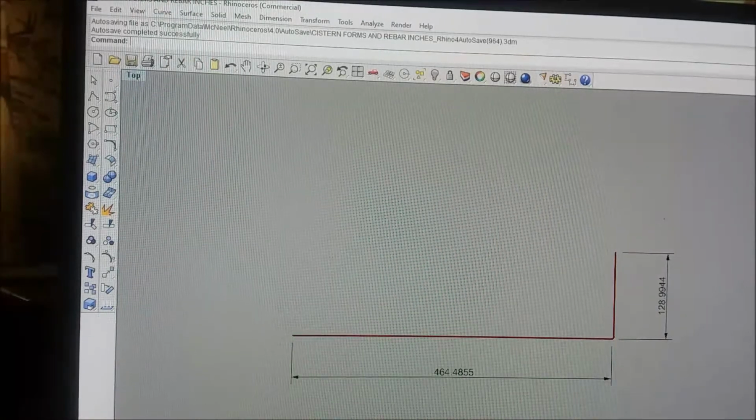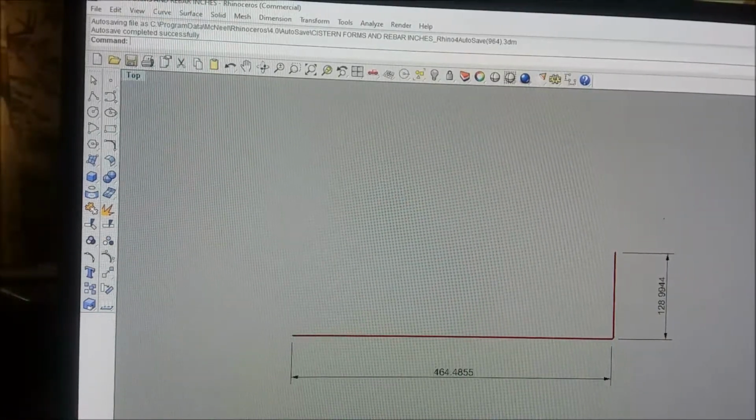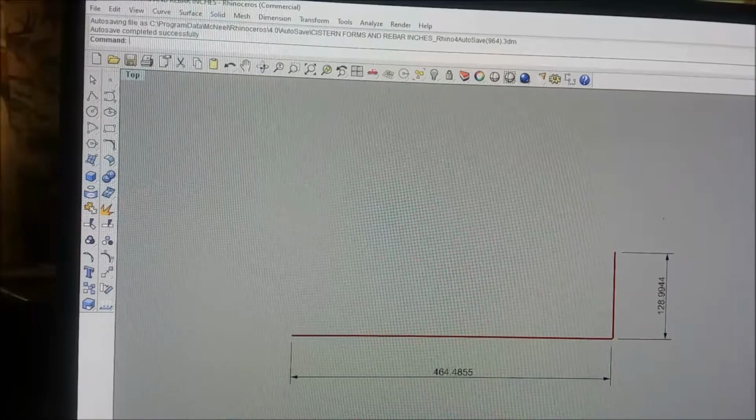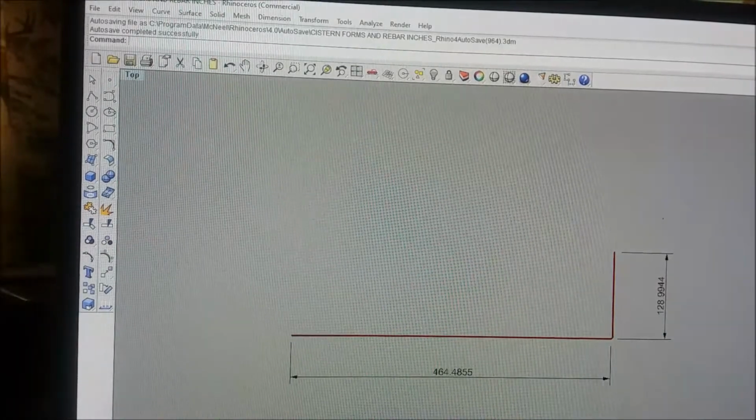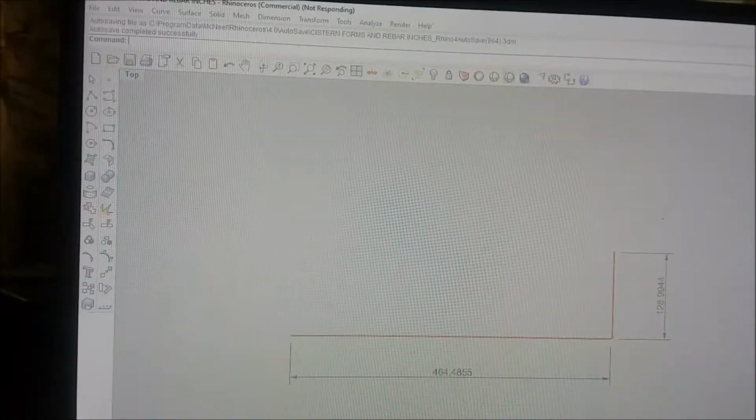Being that this is drawn as a 3D solid, it's obviously calculating all those little ribs on the rebar.